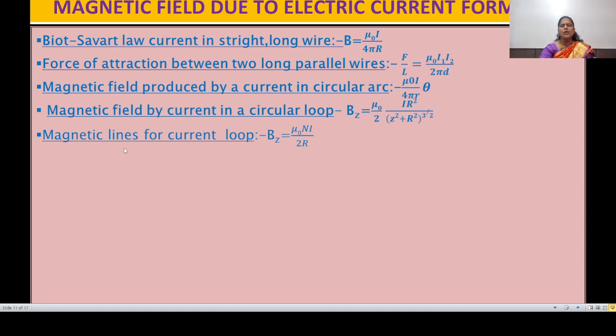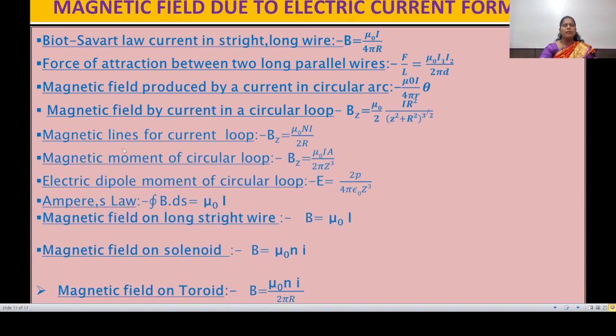Magnetic field at the center of a current loop B is equal to mu 0 N I upon 2r. Next one is the magnetic field of a circular loop along the axis, Bz is equal to mu 0 I A upon 2 pi z cube. Electric dipole field of a circular loop E is equal to 2p upon 4 pi epsilon 0 z cube. Ampere's law: line integration of B dot ds is equal to mu 0 I. Magnetic field on a long straight wire B is equal to mu 0 I. Magnetic field on a solenoid B is equal to mu 0 N I. Magnetic field on a toroid B is equal to mu 0 N I upon 2 pi r.